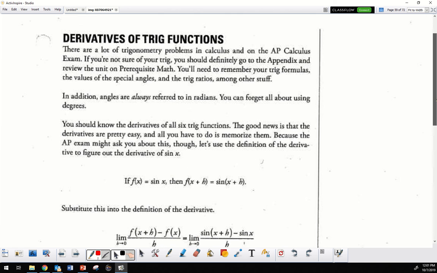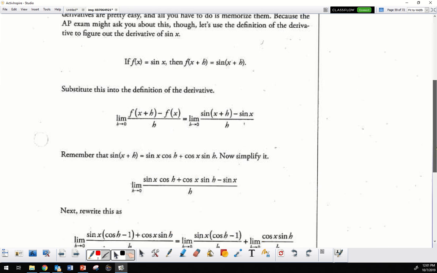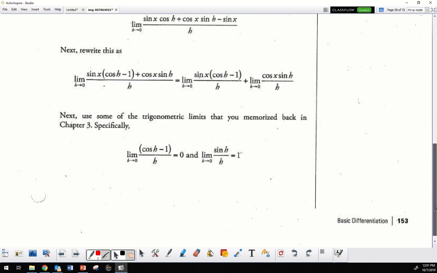Oh, trig functions. And you know what? I think I'm about out of time too.